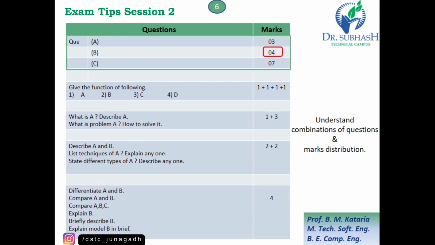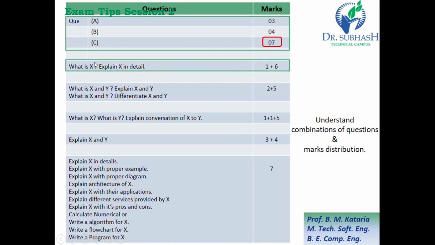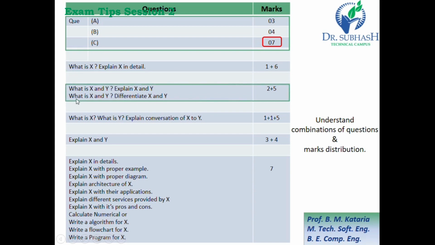Let's see next. There is a 7 marks question. Again, if you look, there is a distribution of 1 plus 6, like what is x and explain x in detail. So 1 mark for the first question and the remaining 6 marks for the other question, like an explanation of the same topic. Next, there is a combination of 2 plus 5.